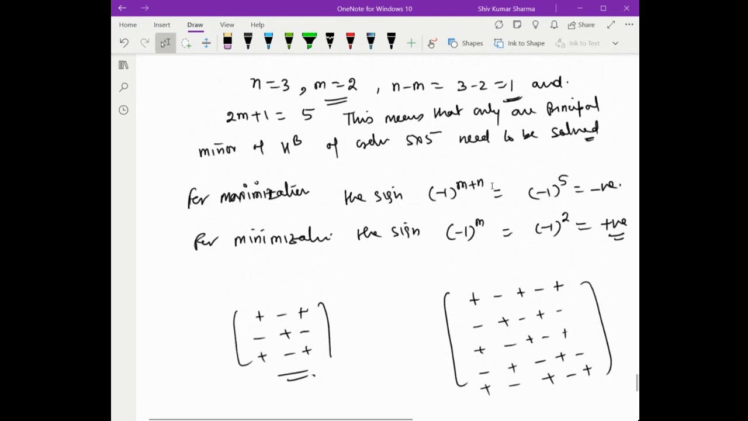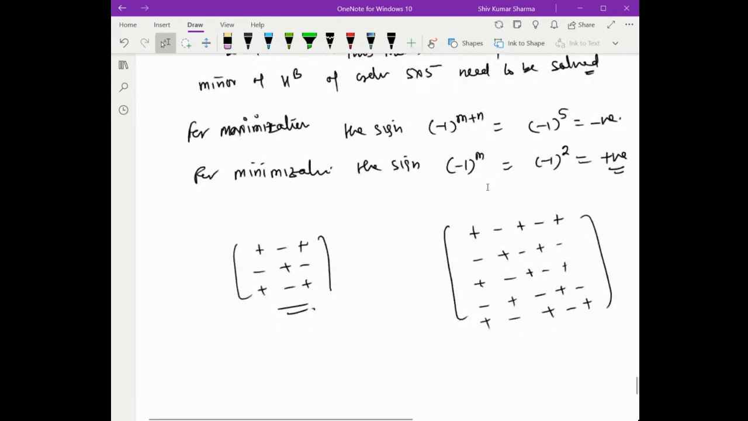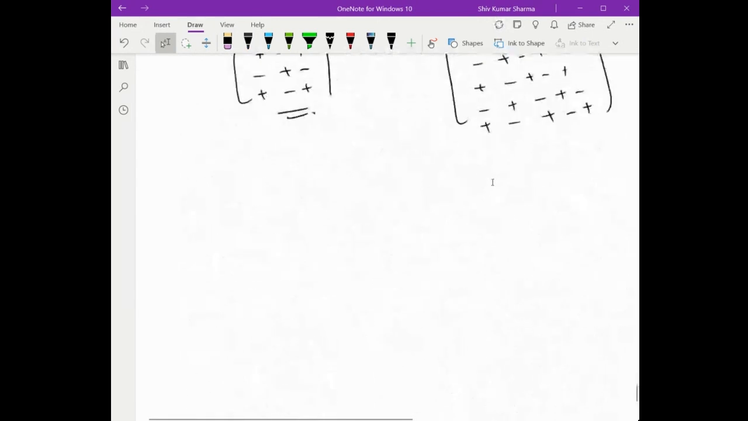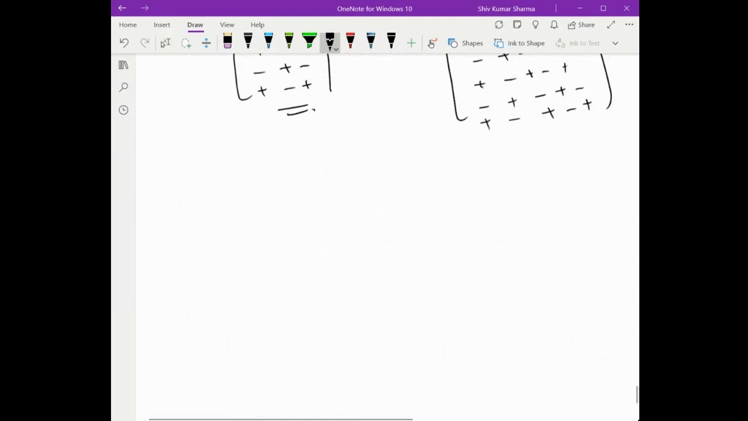Yes. So you do practice how to solve 5 by 5 matrix and 4 by 4 matrix. Now we are focusing on solving the matrix of order 5 by 5. This is the bordered Hessian matrix. So we write this, so we solve the determinant of this matrix.